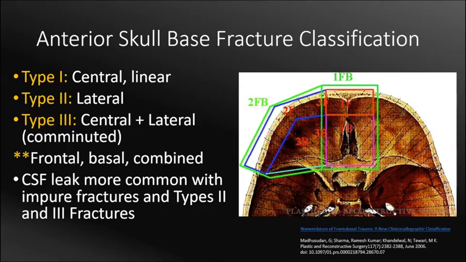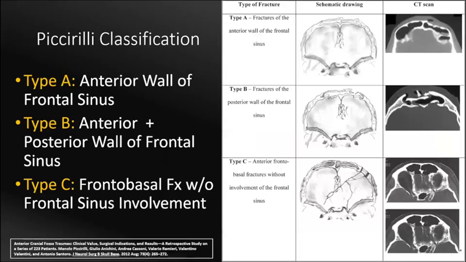depending on whether there's a central, lateral, or combined involvement. Central refers to involvement of the cribriform plate, ethmoid bone, and planum sphenoidale, and lateral refers to involvement of the orbit and optic canal. Fractures can be further characterized as involving frontal or basal components, and then they can be pure or impure depending on whether there are associated other maxillofacial injuries. And importantly, a CSF leak and intracranial complication are more common with impure fractures in type 2 and 3 fractures.